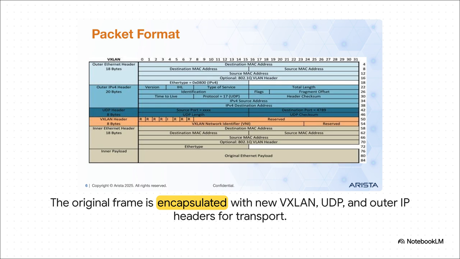It's just like putting a letter in an envelope. The original data from the server is the inner payload, the letter itself. VXLAN then wraps that letter in a whole new envelope. This outer envelope has a new IP address for the underlay highway to read, and a special VXLAN header that says which virtual network it belongs to. The physical network only ever looks at that outer envelope.